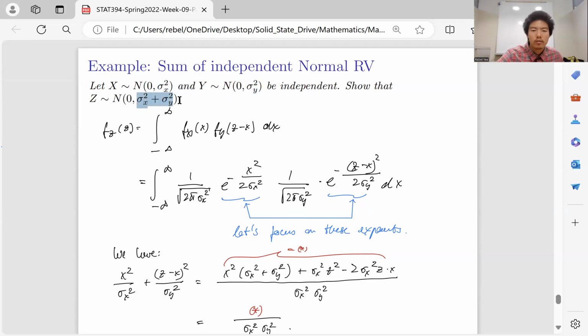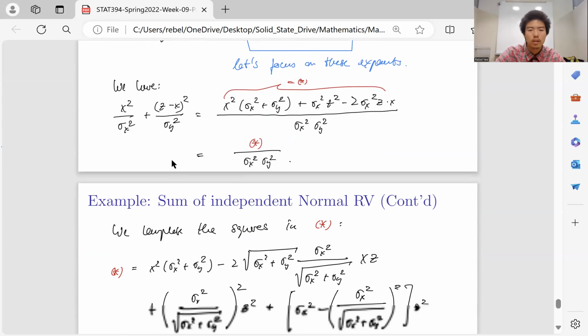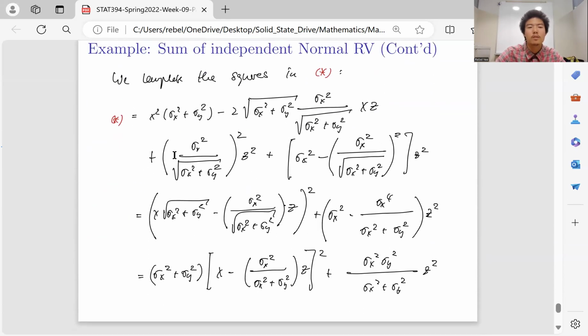And then the mean will not change, but their variances will be summed. So this will be the computation process.